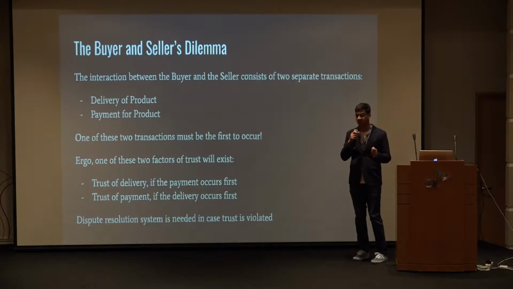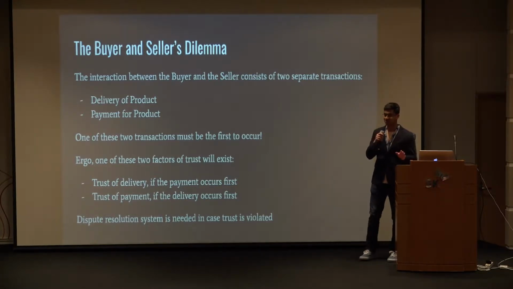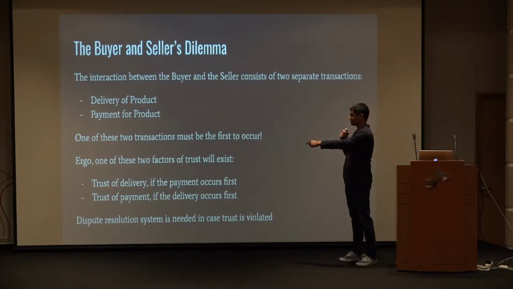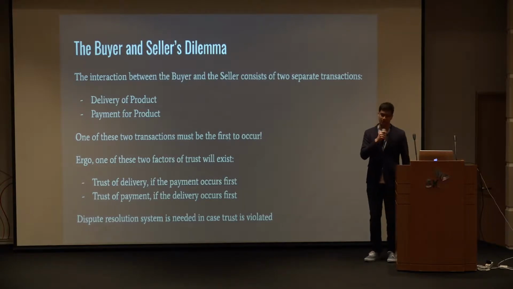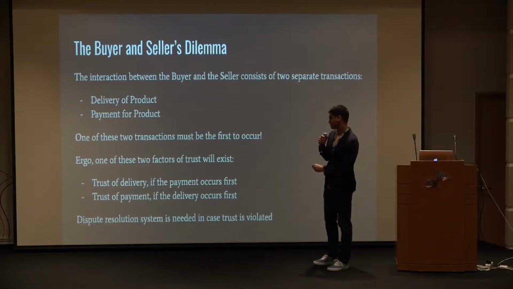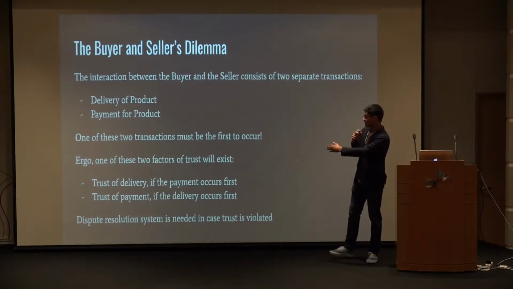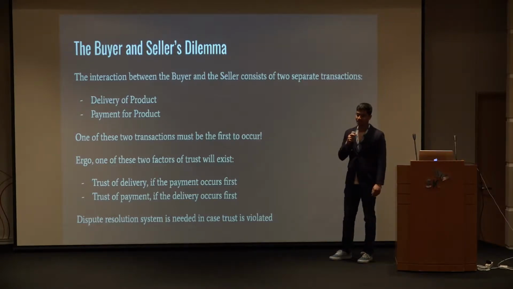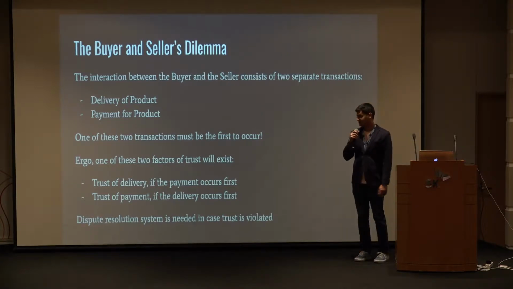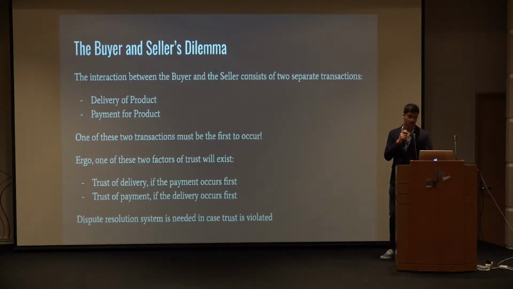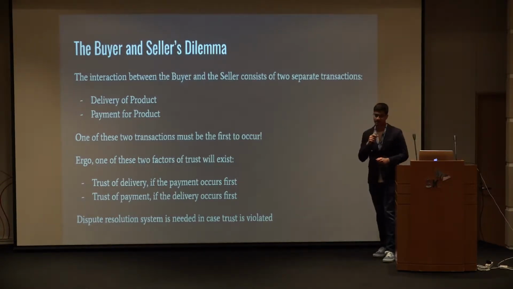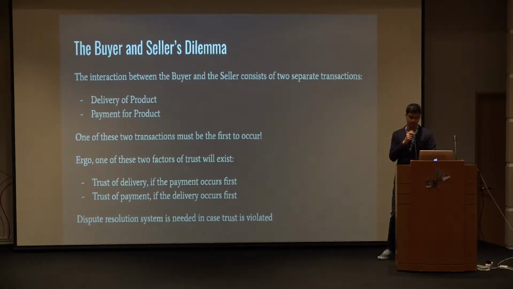Hopefully these are two separate transactions, but in a good system, they shouldn't be independent of each other. Of course, in the temporal sense, one of these two has to occur first. Depending on which one occurs first, there are two sources of trust that come into play. If the payment occurs first, then the buyer is trusting the seller to deliver the product after the payment. The second alternative is trust of payment, which is when the seller delivers the product first and then expects the buyer to be honest and make the payment.